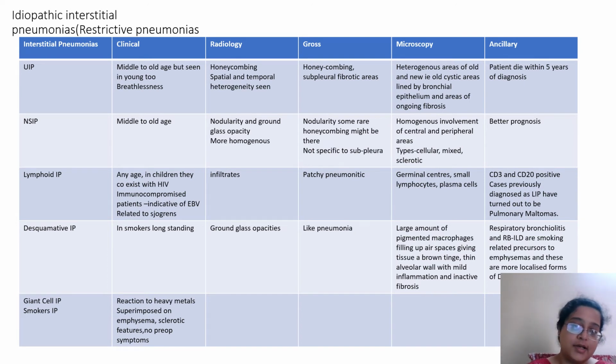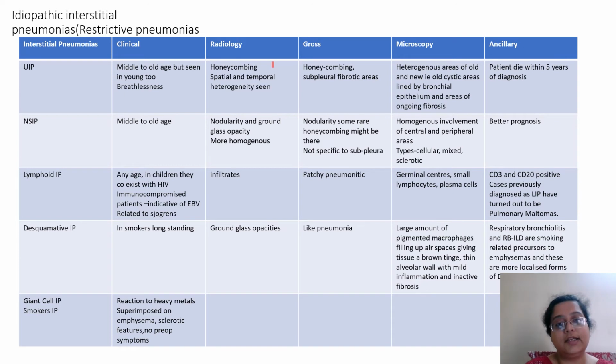Desquamative and smokers. Smokers pneumonia is superimposed with emphysema. Okay, so desquamative and smokers are two different things, but occur in smokers. Okay, and then there's giant cell, that is reaction to something like an aspirate or a heavy metal or a fume. Okay, then radiology, honeycomb.